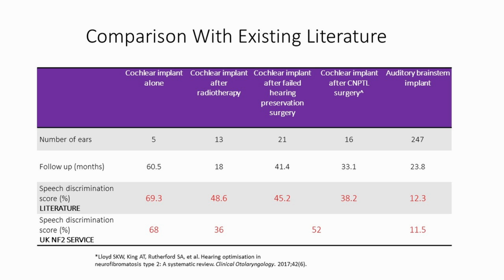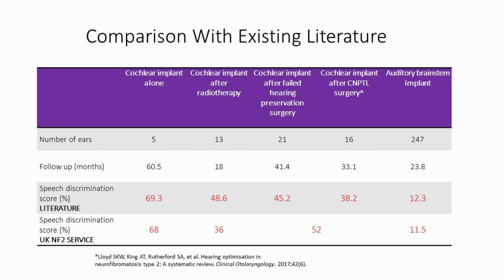And this is another study we did just comparing with the global literature. So you've got the Manchester or the UK outcomes here, the world literature here. This is cochlear implant outcomes, radiotherapy and cochlear implants, surgery and cochlear implants and brainstem implantation. And you can see that if you have no treatment of your vestibular schwannoma, you score about 70%. If you have radiotherapy, you score 36%. If you've had surgery, it's 52%. And with the brainstem implant, 11%.